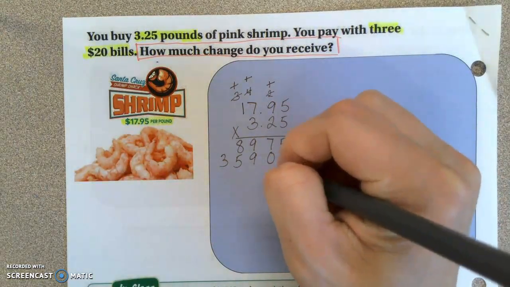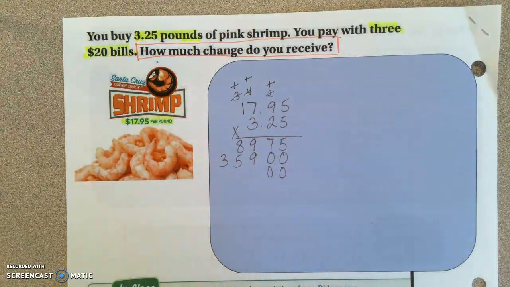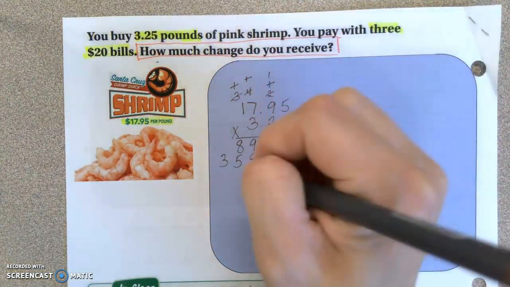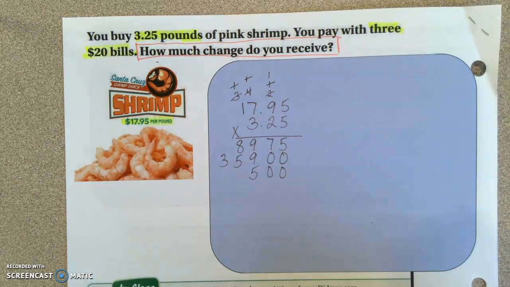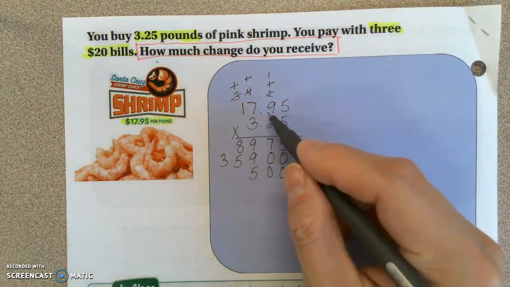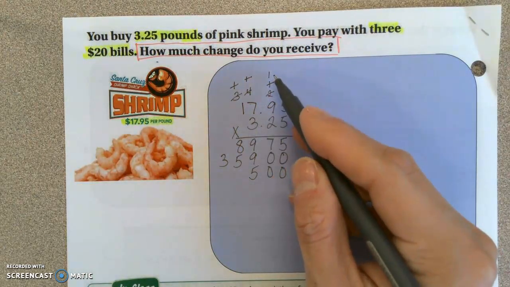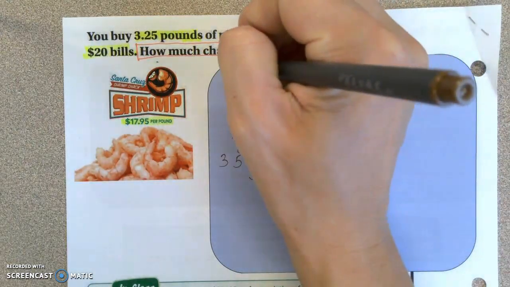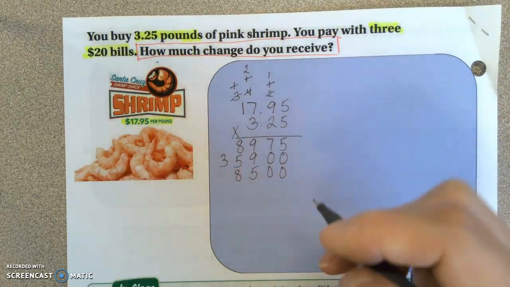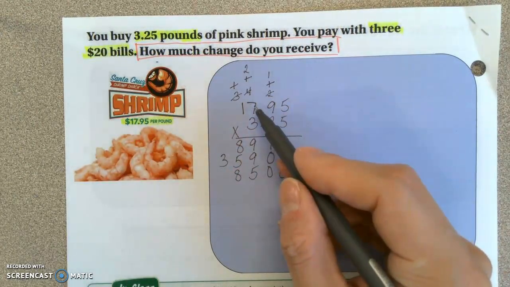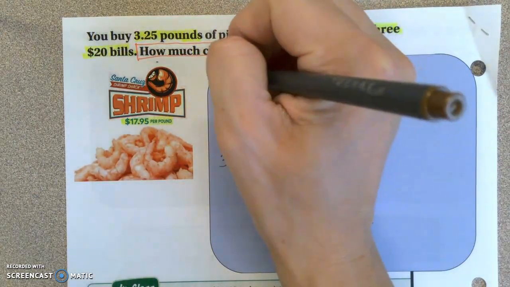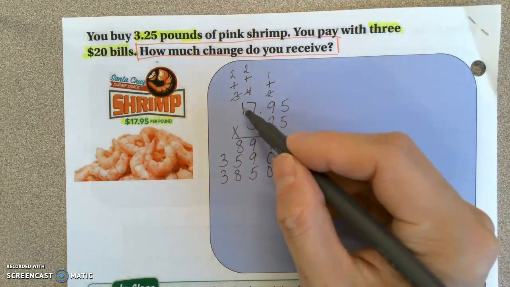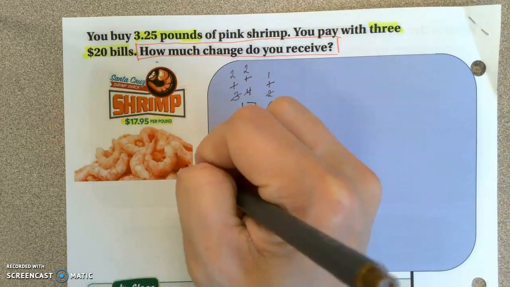I'm going to place 2 zeros. I'm moving 2 place values over. 3 times 5, that's 15. 3 times 9 is 27. But I'm going to add that 1 to get 28. 3 times 7 is 21. Add the 2. We now have 23. And 3 times 1 is 3. Add the 2. We get 5.